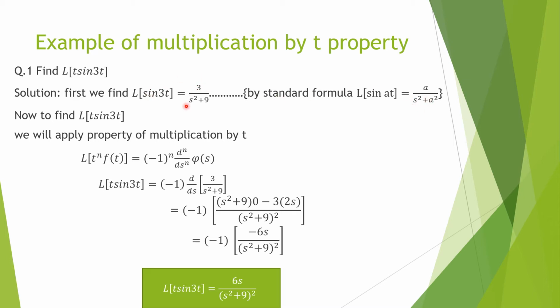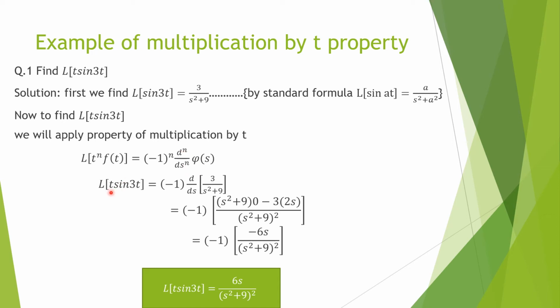So it will be 3 divided by s square plus 9. Now to find the Laplace transform of t sine 3t, we will apply the property of multiplication by t. We know the property: the Laplace transformation of t raised to power n times f of t is minus 1 raised to power n, differentiation with respect to s n times, phi of s.